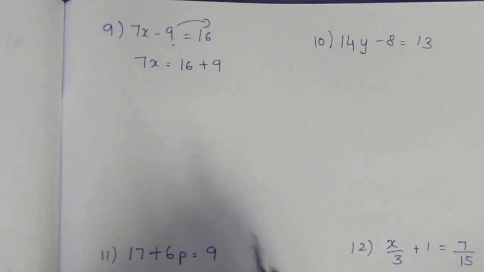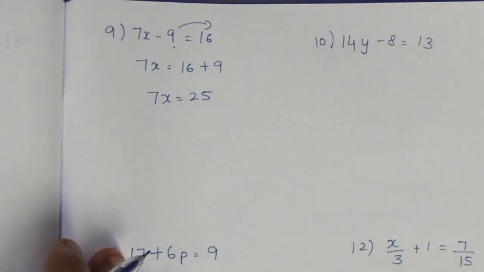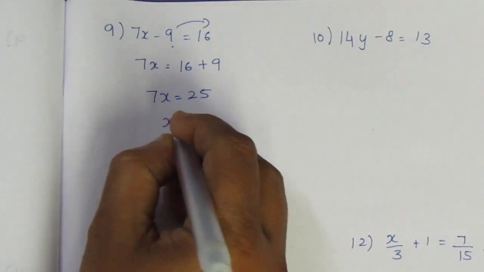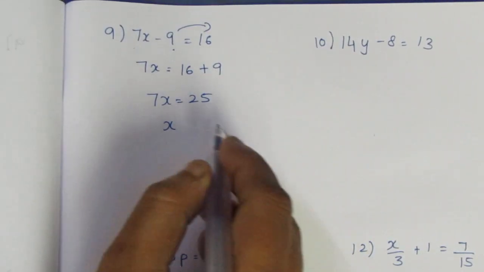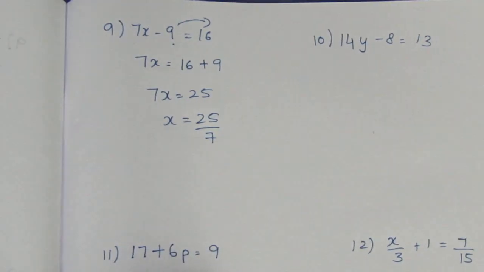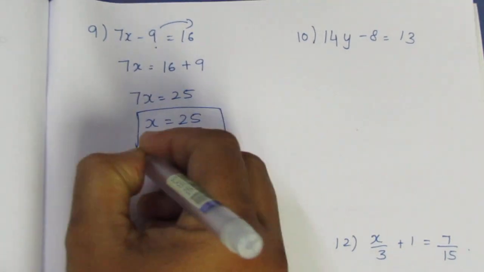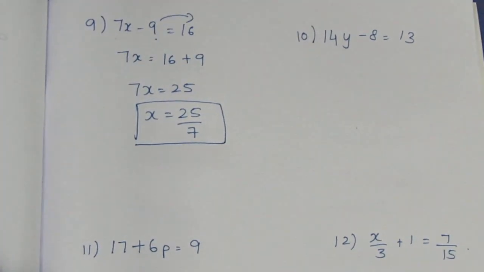Now add it. 7x is equal to 25. Now x is equal to, the multiplied part, that is in the numerator part, will come to the denominator. So it becomes 25 by 7. So x is equal to 25 by 7 is your answer for the sum.